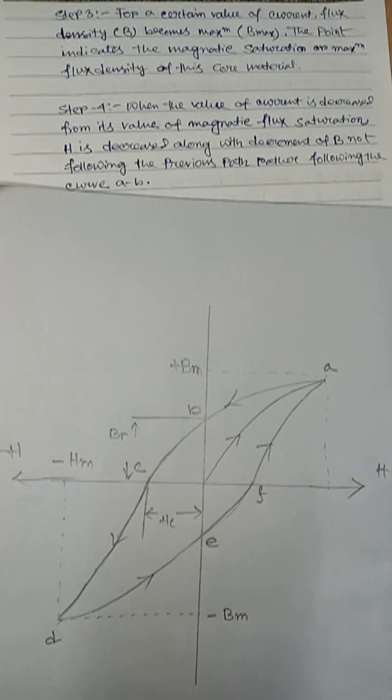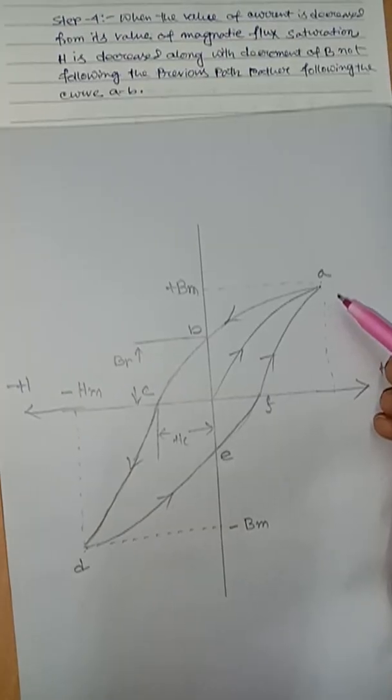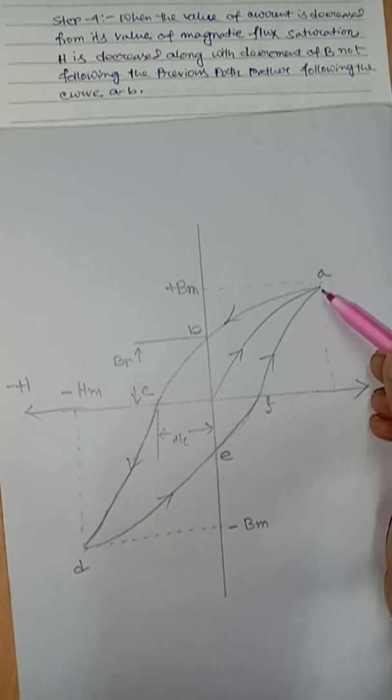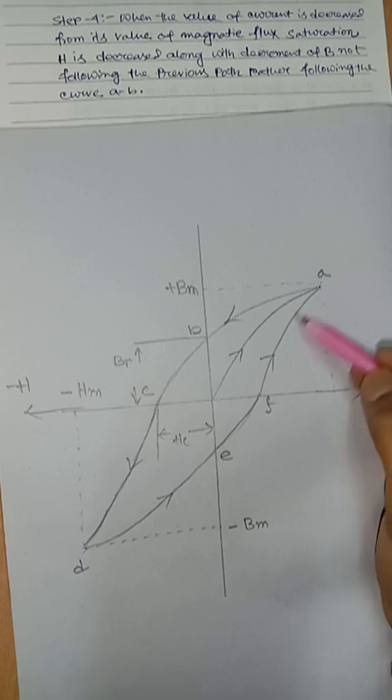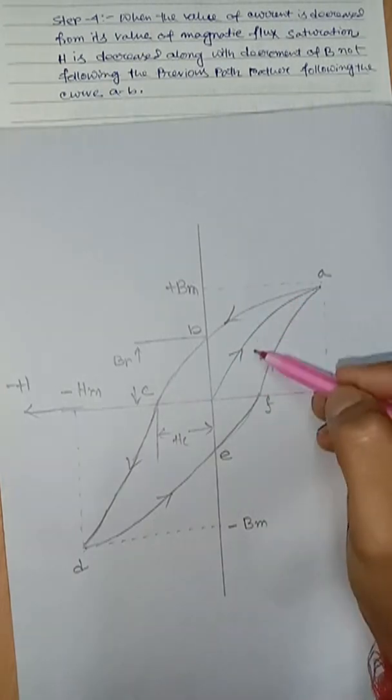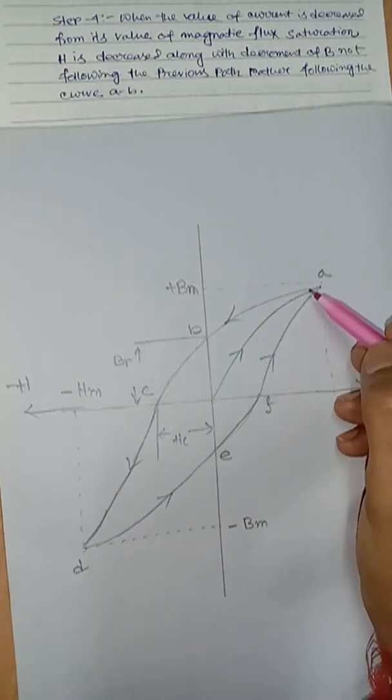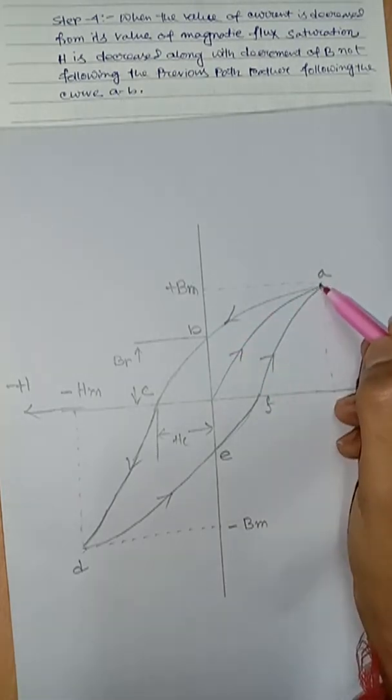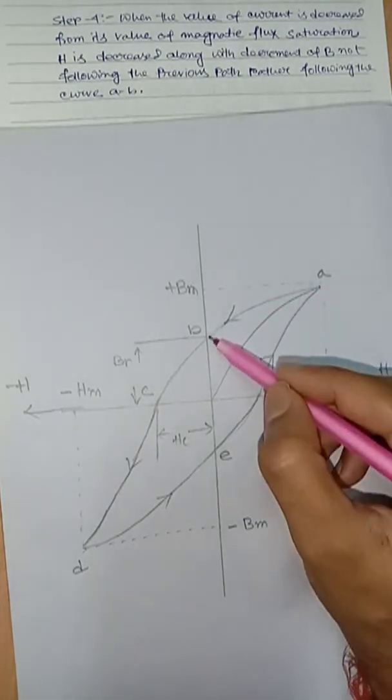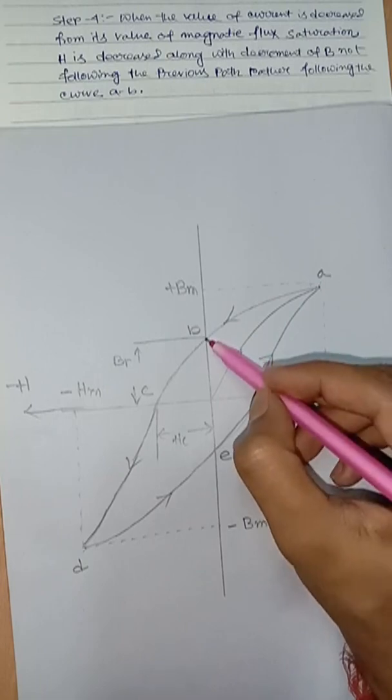In step 4, when the value of current is decreased from its value of magnetic flux saturation, H decreases along with the decrement of B, not following the previous path. The previous path means this path. It follows the curve AB. Now it follows the curve A to B. Now it is here.